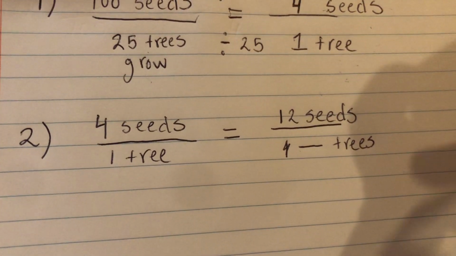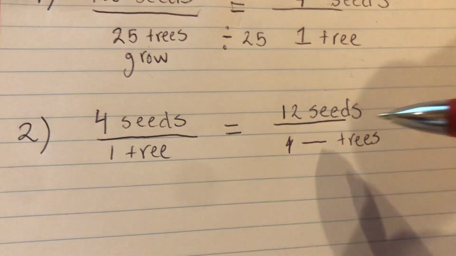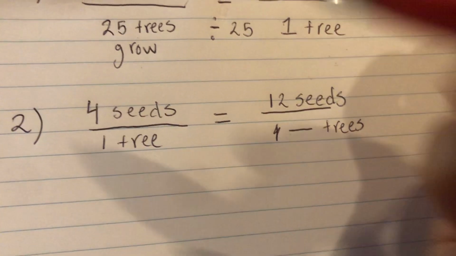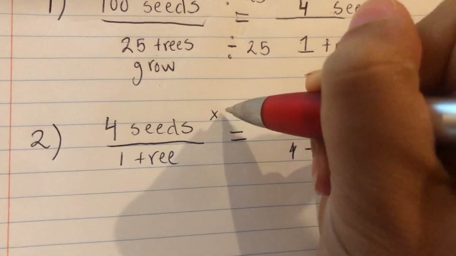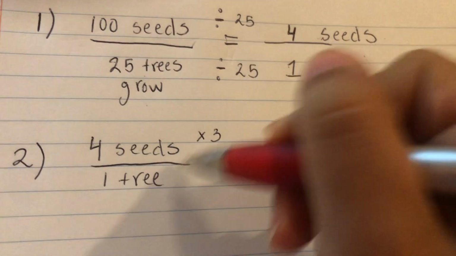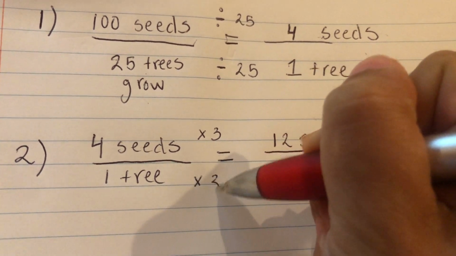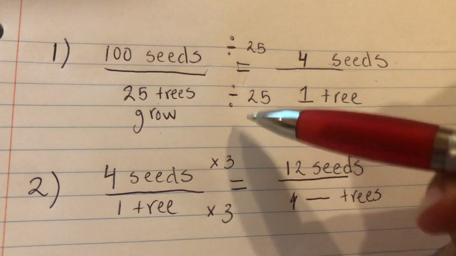Okay, so let's figure this out. How do I get from 4 to 12? To get from 4 to 12, I have to multiply by 3. So 4 times 3 makes 12, which means I have to multiply by 3 at the bottom, right? Anything I do to the top, I have to do to the bottom, and vice versa.